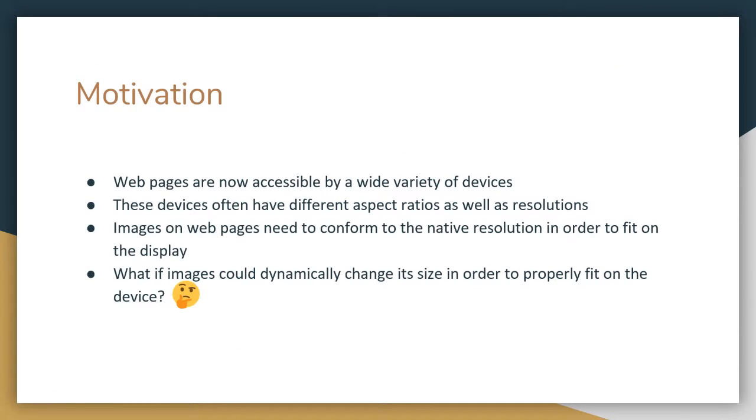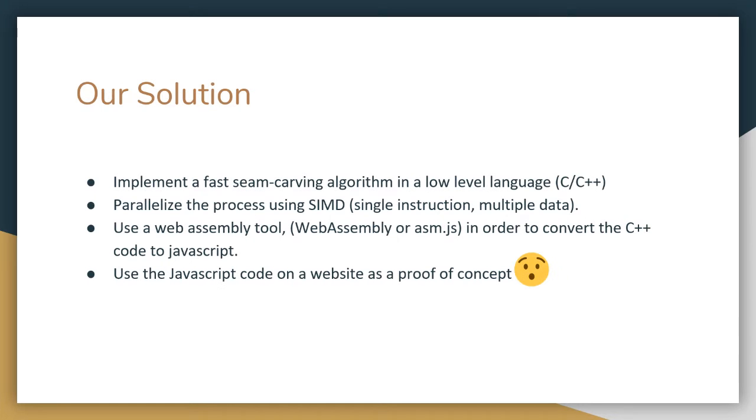Web pages today are now accessible by a wide variety of devices. Because of this, images need to be adjusted to different aspect ratios as well as resolutions in order to fit on the screen. Our project aims to change the size of an image dynamically in order to fit it on the target device. In order to achieve this, we need to be able to perform the seam carving calculations very quickly. We will implement a fast seam carving algorithm in a low-level language like C++, perhaps using some parallelization. Then we'll use a WebAssembly tool to convert the code to JavaScript and use the code on a website as a proof of concept.